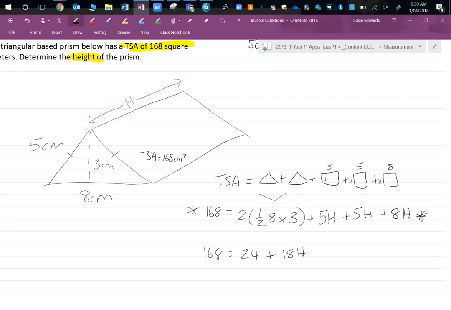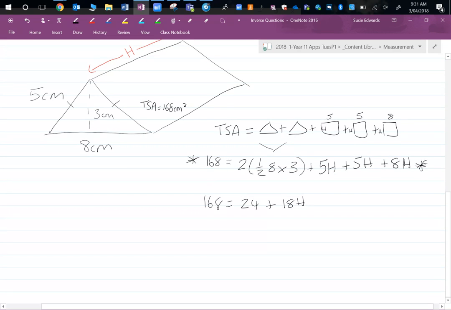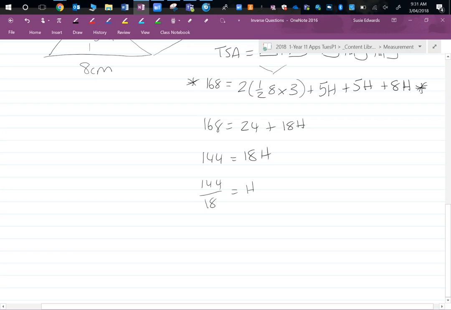Can everyone see how we got there? I'm only doing this one example, so if you're having trouble, tell me now. If you get stuck with surface area, draw out the shapes. All right, so if you did it by hand, you could then take 24, so we end up with 144 equals 18h. 144 over 18 equals h. And you could find out what that is. So 8.